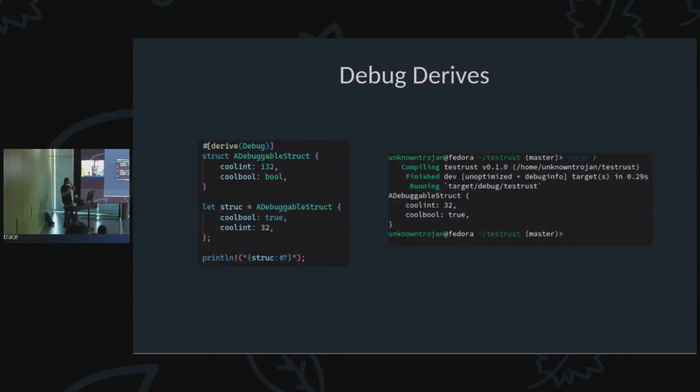Then I quickly wanted to touch on Debug derives, because I did not know these existed until like a month after I started. And they're just really useful for quickly seeing the workings of your binary without having to attach a debugger.